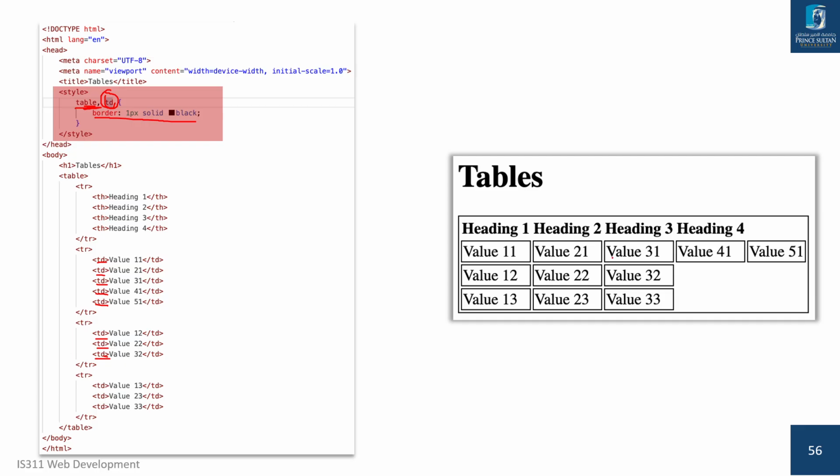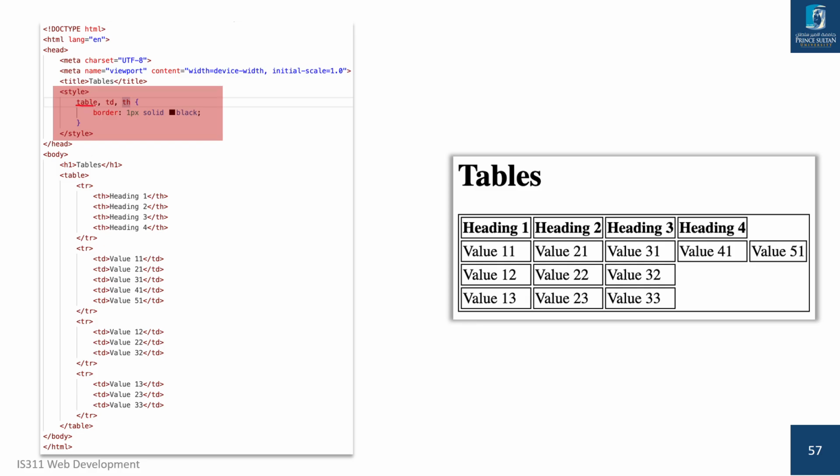Okay. And then if I say that I also want to apply the same style on the th tag, then what I will do is put a comma and then put the th. So we say on the table, on the td, and on the th, apply the same style. Now if you look at that, on the table, this is the border. And then on the td, this is the border. And then on the th, this is the border. But all of them are separate. So we are looking at two lines.